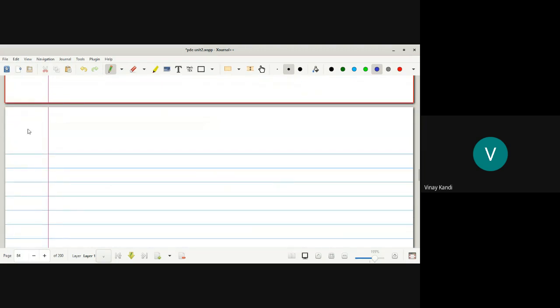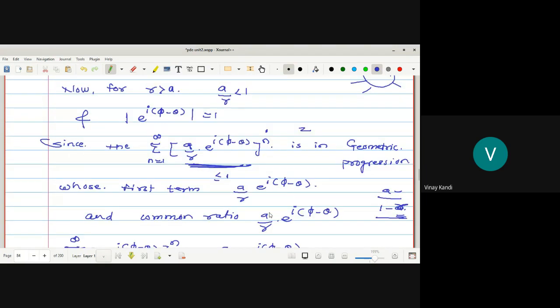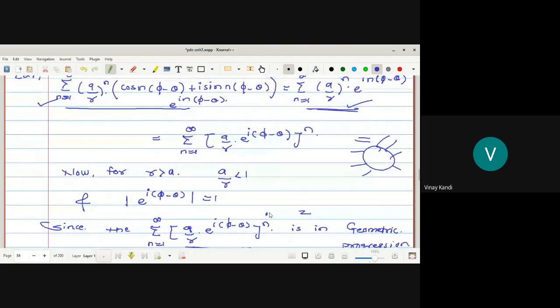This implies summation n running from 1 to infinity (a upon r) bracket raised to n cos n phi minus theta. ओके, हा पहा, या सिरीजची व्हॅल्यू काय आली, ही आली. ओके, या सिरीजची व्हॅल्यू आली, हाच म्हणजे या सिरीजची व्हॅल्यू.